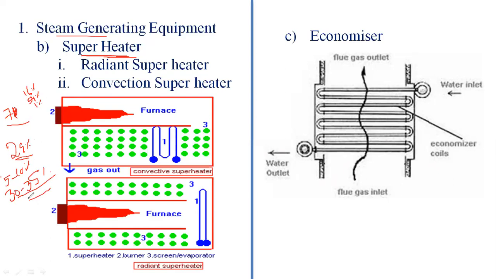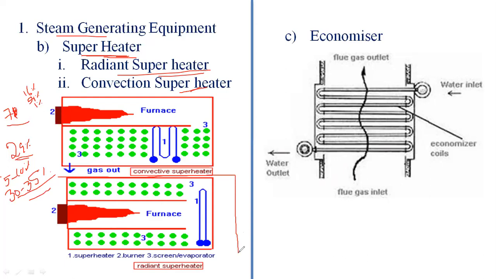The superheater consists of a group of tubes made of special alloy steel such as chromium and molybdenum. The superheater transfers the heat of flue gases by two methods. One is the radiant superheater, and the other is the convection or convective superheater.